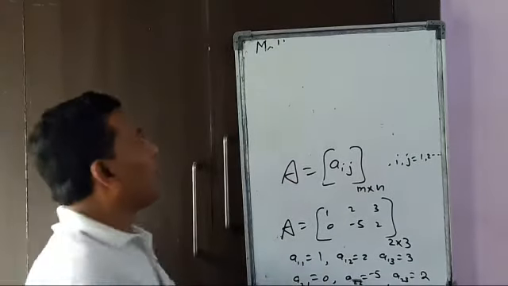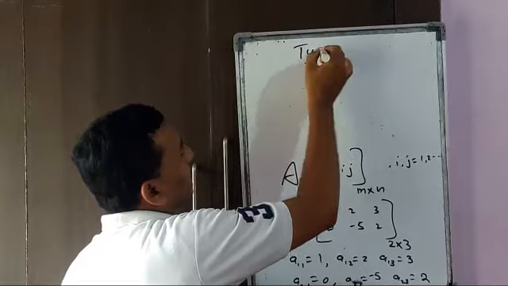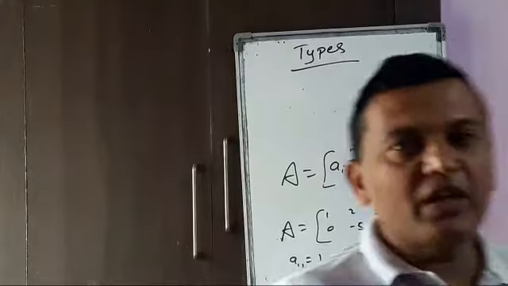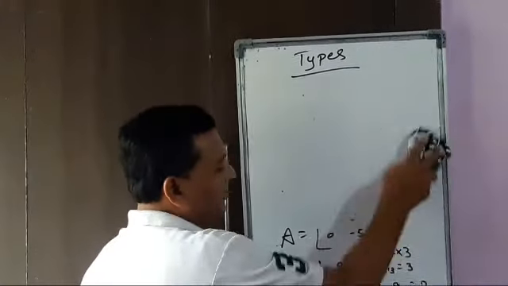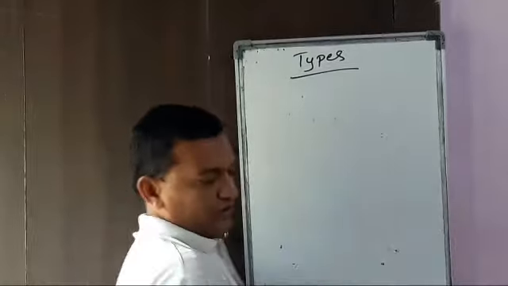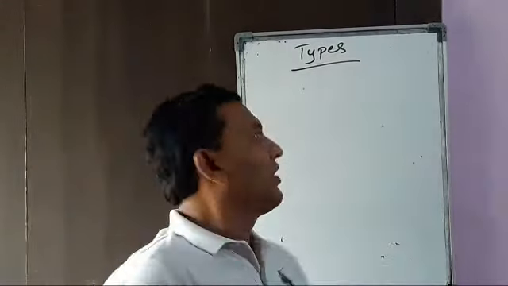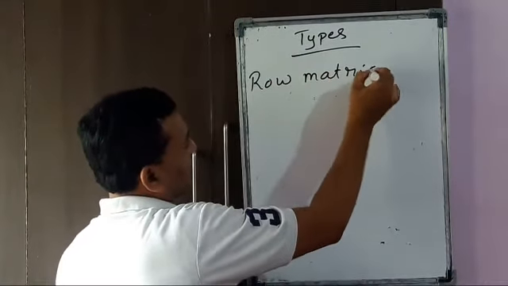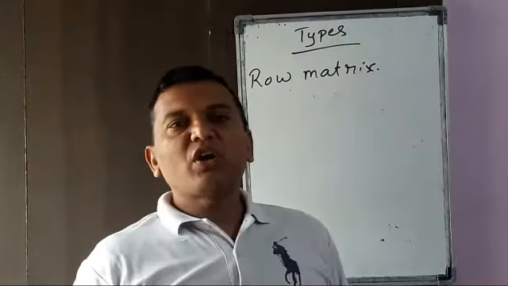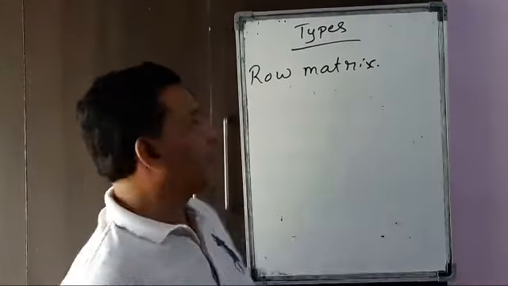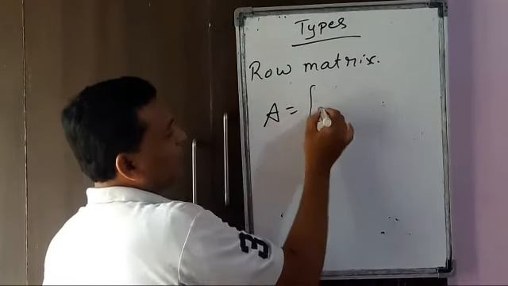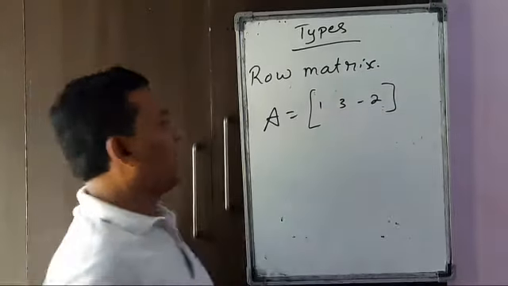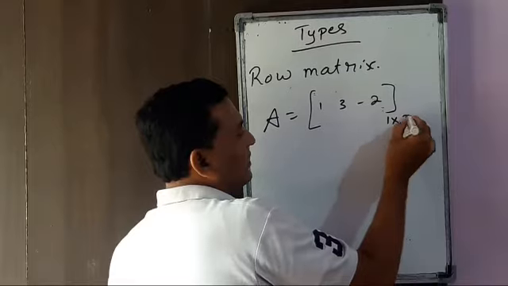Then we will go to types of matrices. When we come to the types of matrices, we can discuss one by one with an example. So let us first start with the row matrix. A matrix which has only one row is called a row matrix. For example, A is equal to 1, 3, minus 2. This matrix has only one row and its order is 1 cross 3.